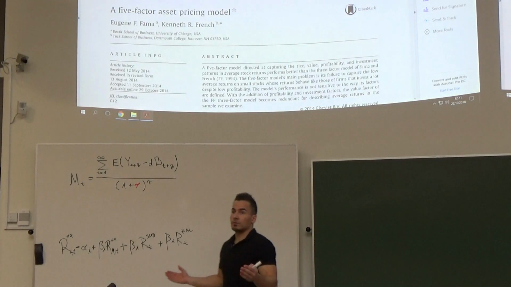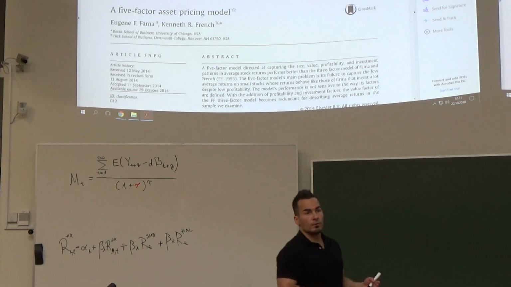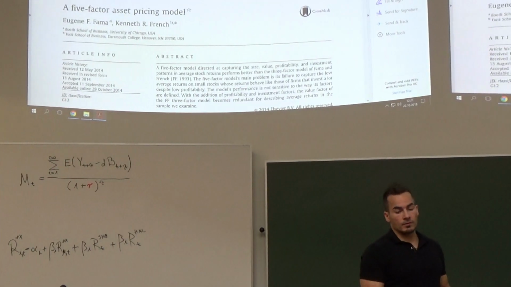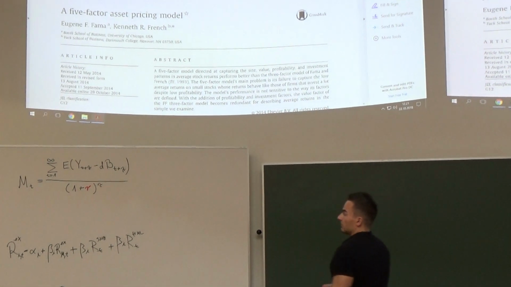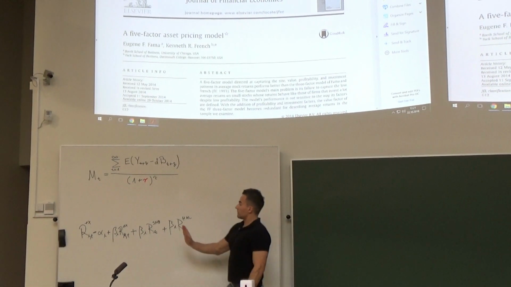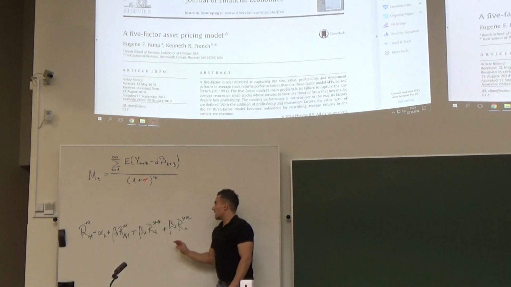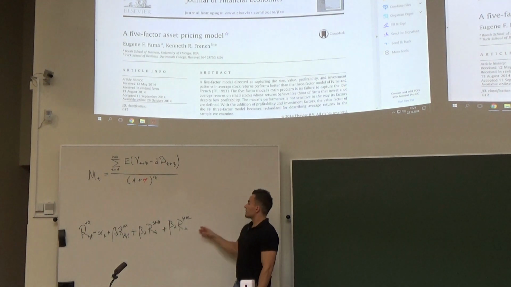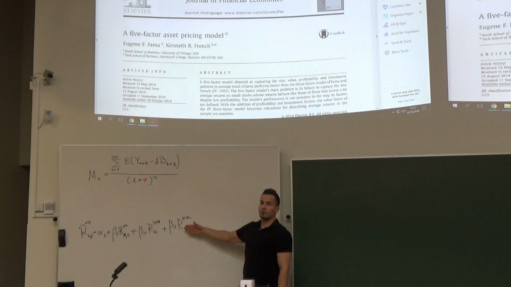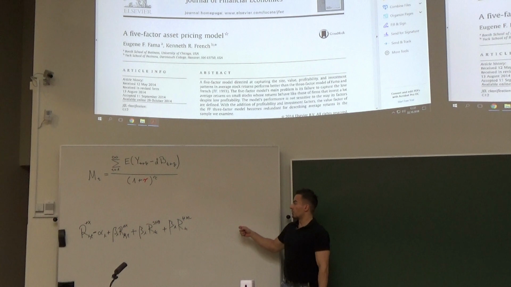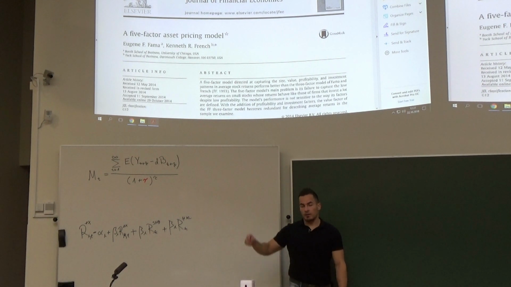Then we have seen two lectures ago, last week, the Novy-Marx paper, where he suggests another asset pricing model where he neglects the size factor. We have the value factor, the HML factor, but industry adjusted, and he adds the momentum factor, industry adjusted, and also the profitability factor. This is what we discussed last week.